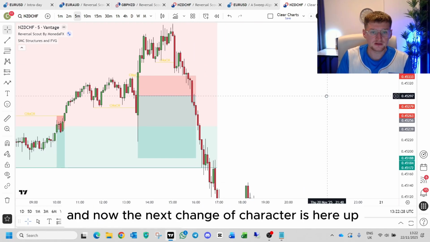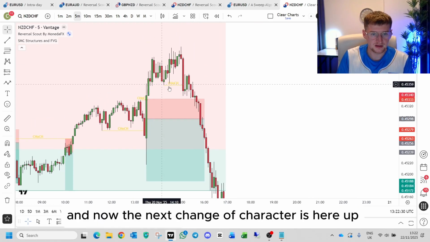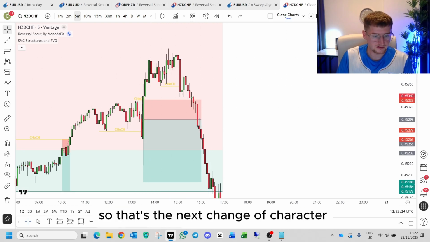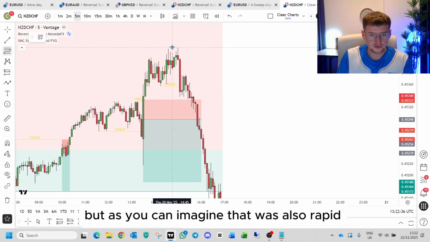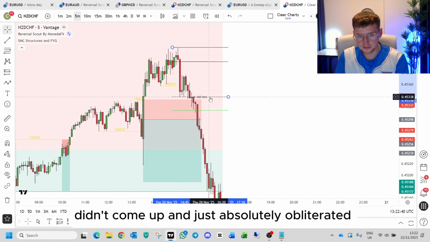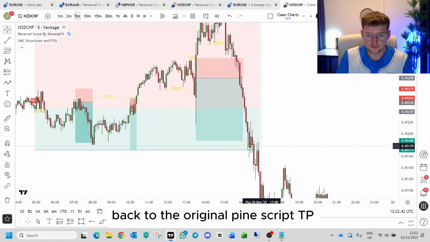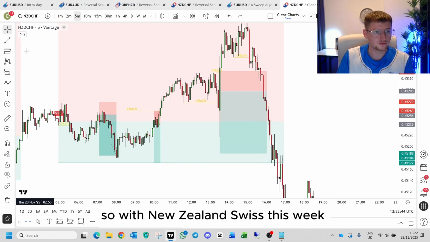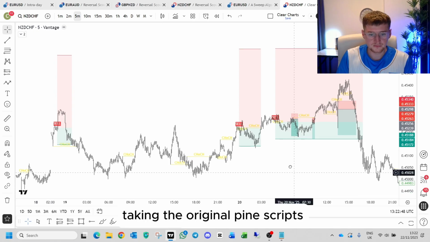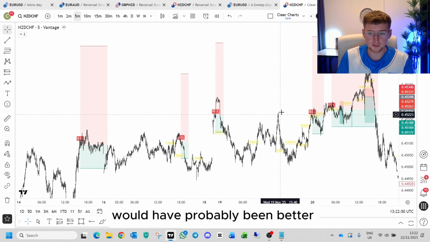And now the next change of character is here. Up, down, up. Okay, so that's the next change of character. But as you can imagine, that was also rapid. Didn't come up and just absolutely obliterated back to the original Pine Script TP. So with New Zealand Swiss this week, taking the original Pine Script would have probably been better, to be honest.